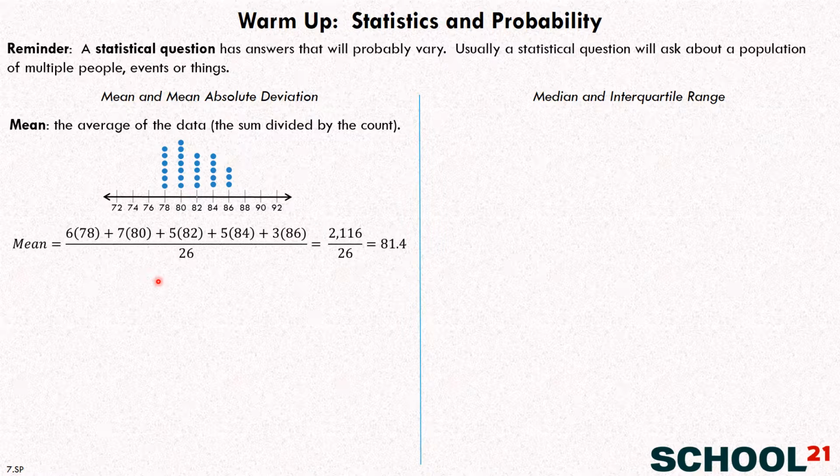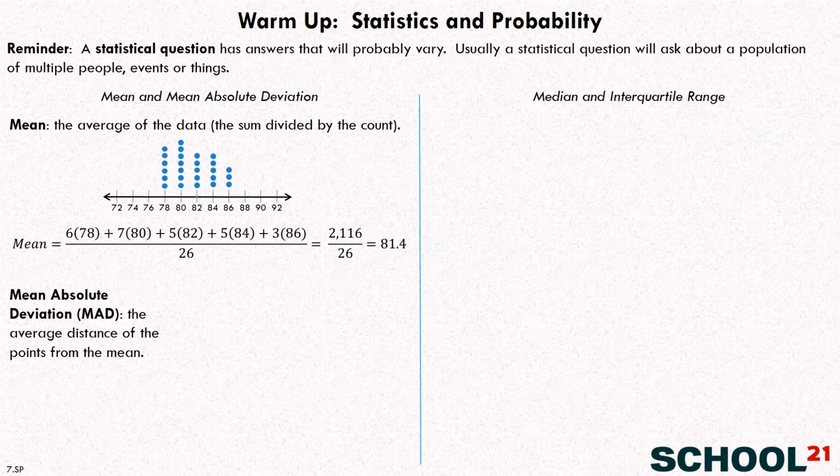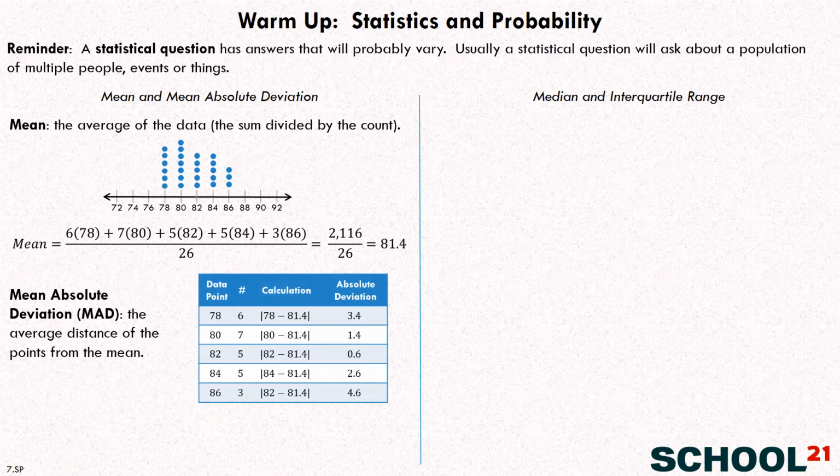So that looks good. Okay, now to talk about the spread, one of the things we can use is the mean absolute deviation. So let's remember what that is. It's the average distance of the points from the mean. Okay, so that's just what it means. Absolute deviation is the distance from the mean, and then the average of that is this word mean here. So the way we do that is we set up a table like this one.